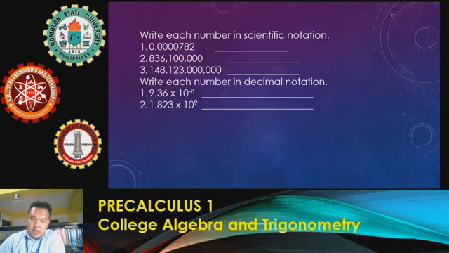Then, for number 3, 148,123,000,000. So, pwede natin siyang isulat as 1.48123 times 10. So, bilangan mo lang ulit. 1, 2, 3, 4, 5, 6, 7, 8, 9, 10, 11. So, 11 po yung power niya.